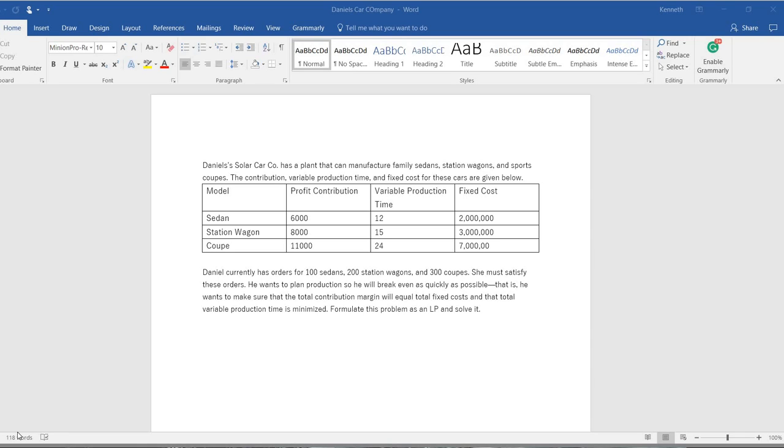So to do that, how would we do that? So the sedan makes $6,000. It takes 12 hours of variable production time. The station wagon is $8,000 and takes 15 hours. The coupe is 11 with 24. So how do I make these all alike?